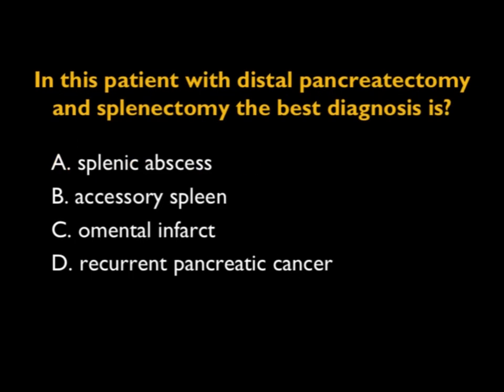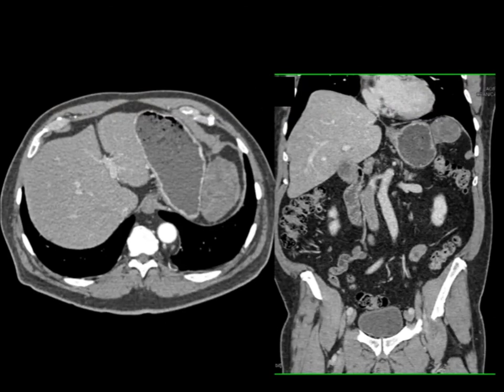This case is all in the history. The patient had distal pancreatectomy and splenectomy for a distal pancreatic tumor, but what is going on in the left upper quadrant? You see a soft tissue mass. When you look at it quickly, particularly the axial, it looks like the spleen. Well, it's not an accessory spleen. I guess theoretically you can get accessory spleens, but this is too large.